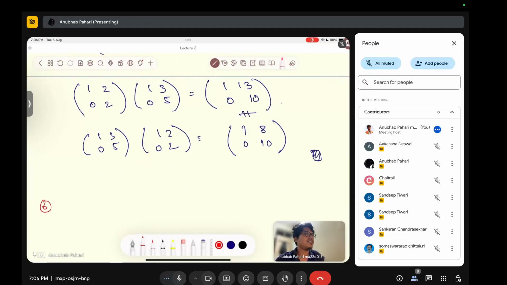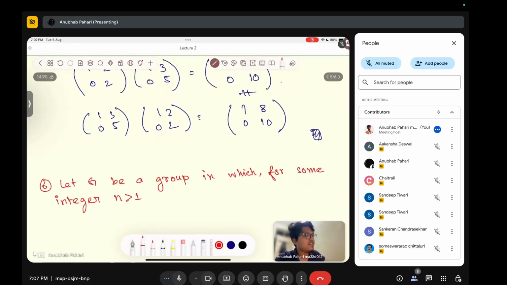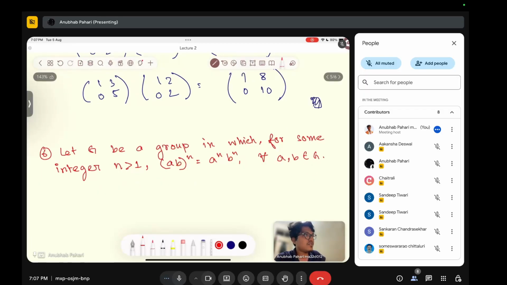Problem 6: let G be a group in which for some integer n greater than 1 we have (ab) to the power n equals a^n b^n for all a, b belonging to G. So this is a two-part question.